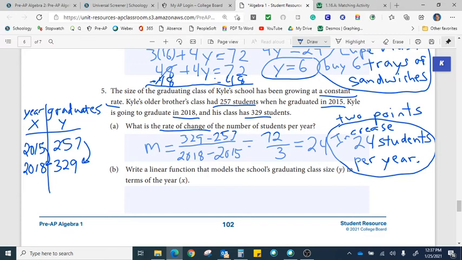That's what it means. Doesn't ask me to do that, but if I left it at 24, that's fine. Okay. Now write a linear equation that models the school's graduating class size. So we're going to say y, this says y equals graduating class size. Yep, it's class size. So y equals class. It's exactly what we did. So we'll just call it class size.